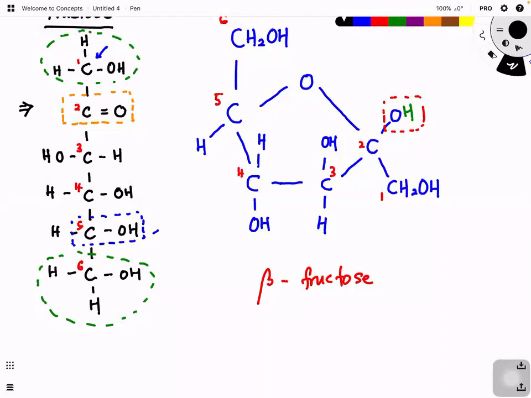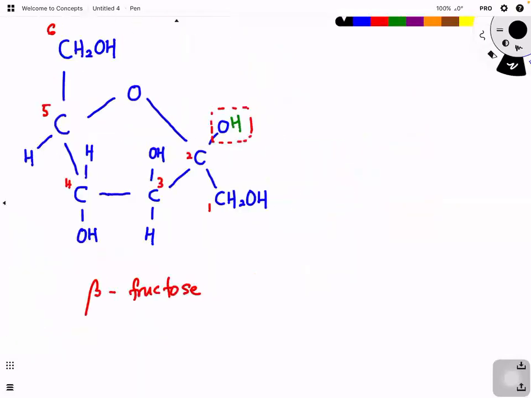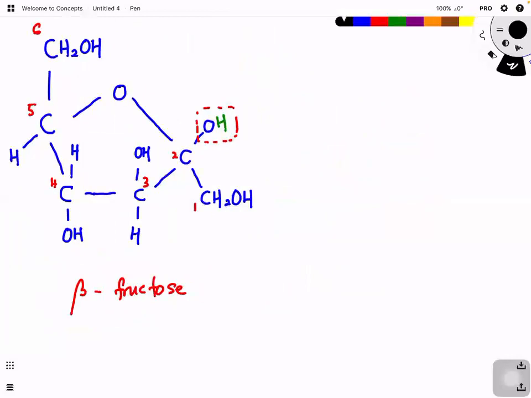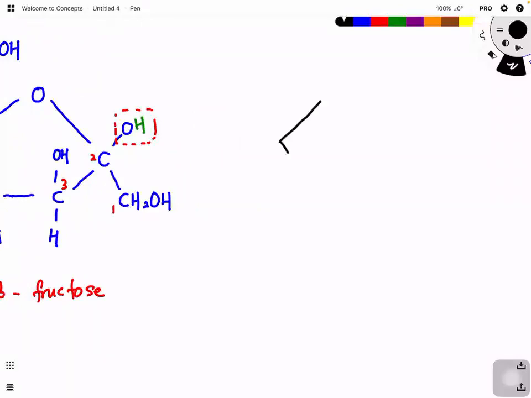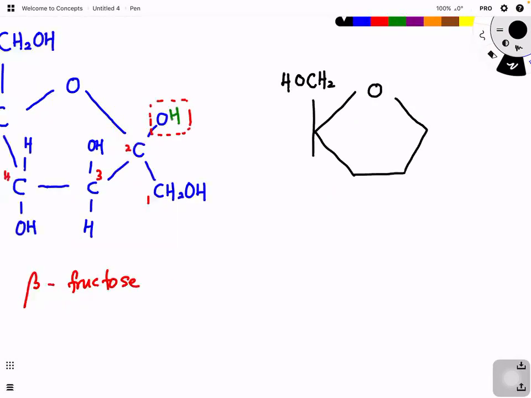So for the simplified form, how do we draw this? Very simple. Fructose is actually in a pentagonal shape, not the hexagonal, okay? So we draw a pentagon with O here. Then carbon number 5, you have carbon number 6 here, CH2OH.